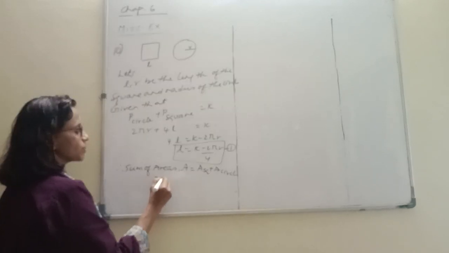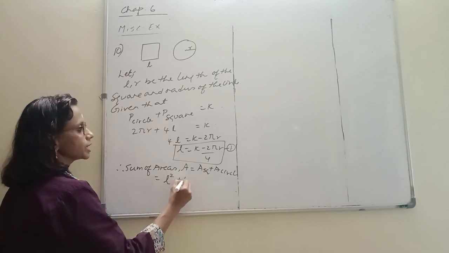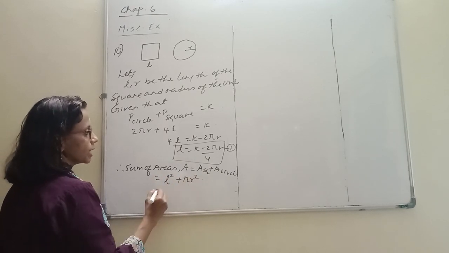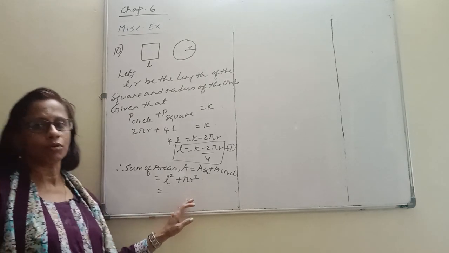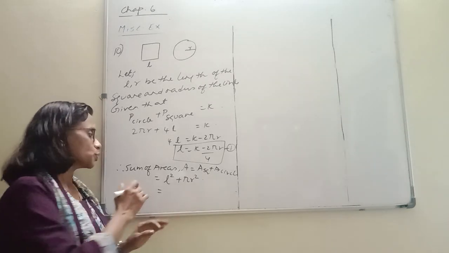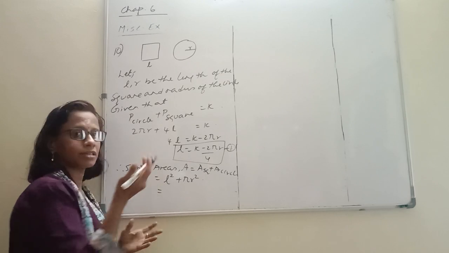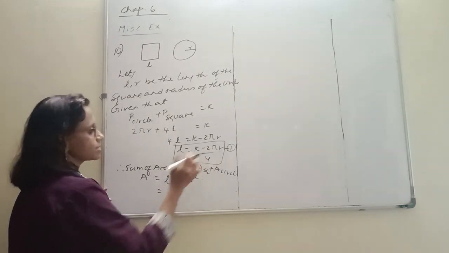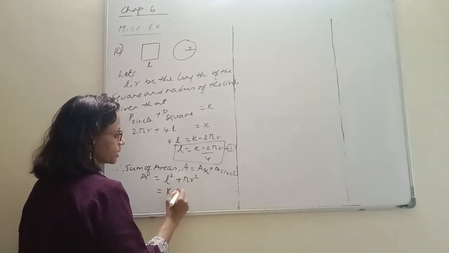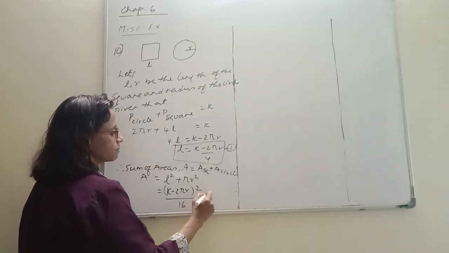Now what is the area of the square? It's L squared, we know. What is the area of the circle? Pi r squared. L squared, as I told you, is going to be our point of encounter where we are going to work with two variables, and then the derivative is going to be difficult. So we do the substitution. L, let's write this. So it's going to be k minus 2 pi r the whole squared over 4 squared, which is 16, plus pi r squared.